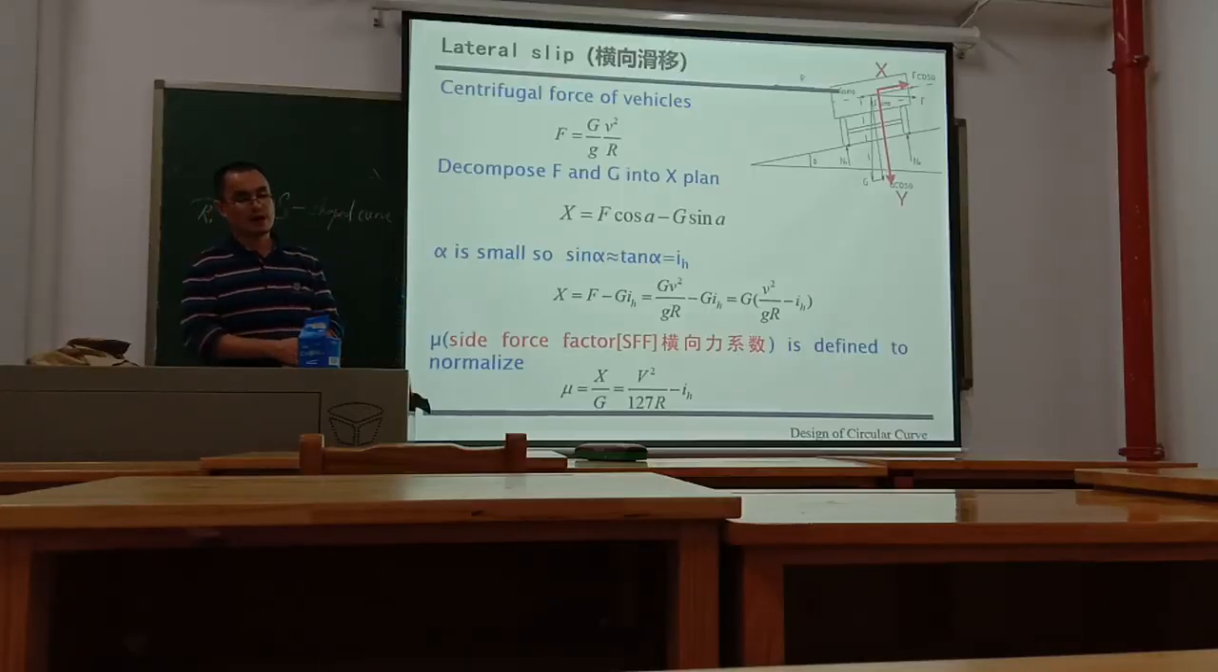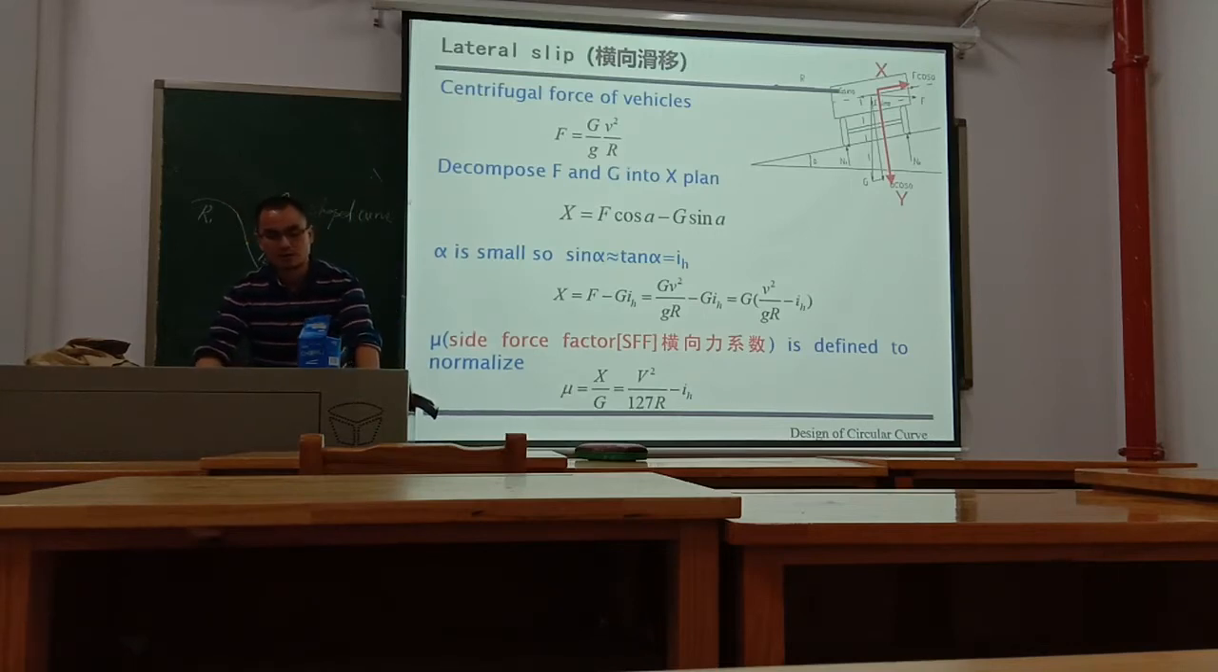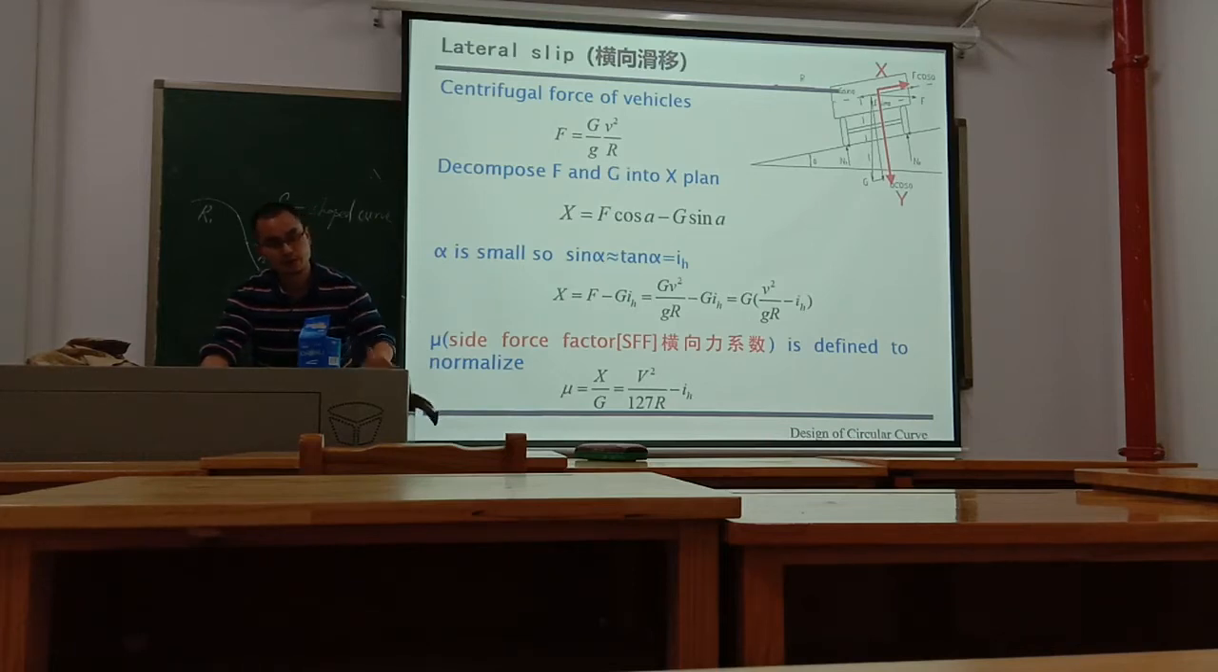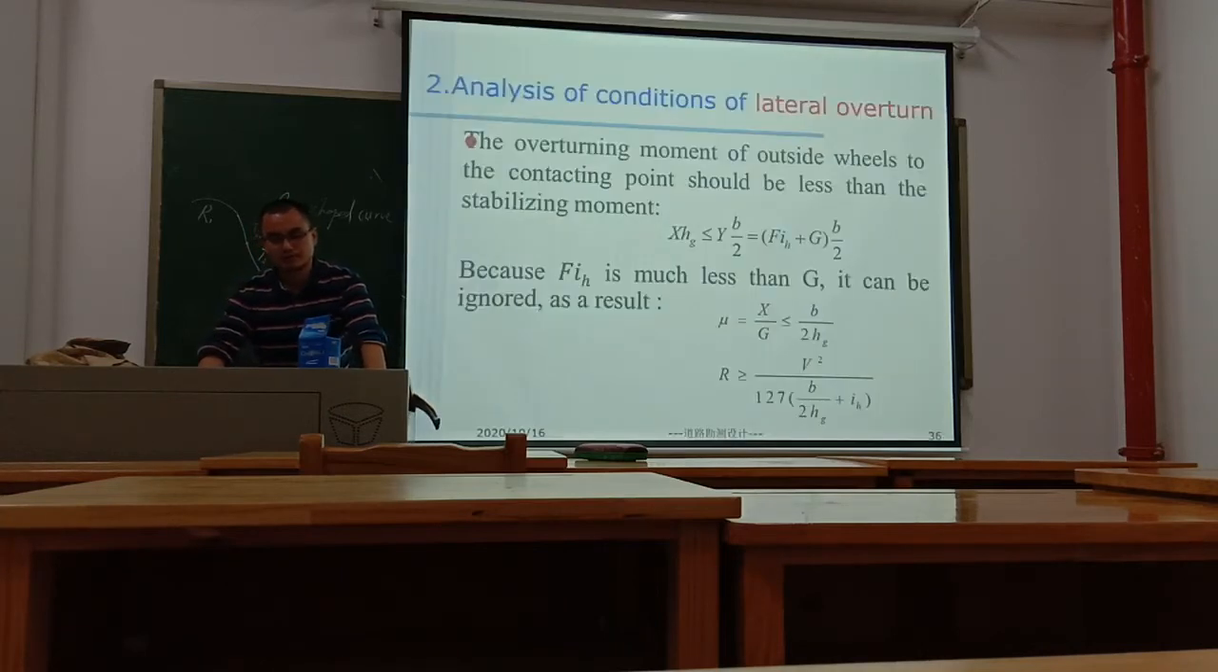Side force divided by gravity. This is the expression of mu. V is velocity, R is radius, IH is the cross-section slope, or cross slope. Not grade, it's slope. Cross slope.